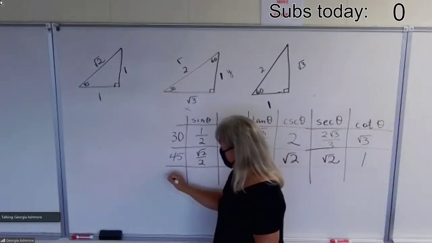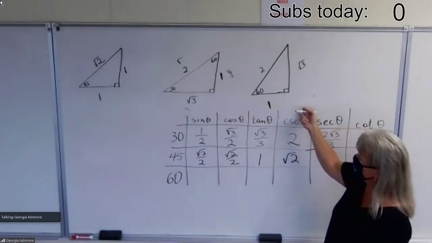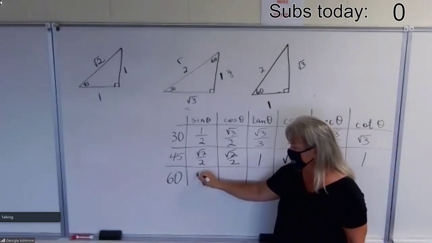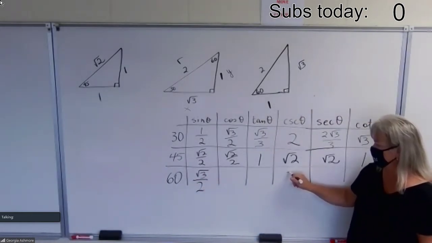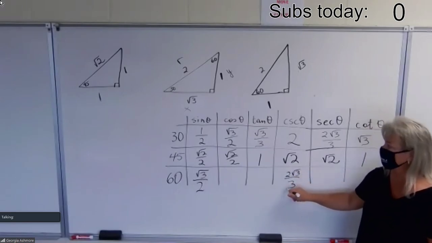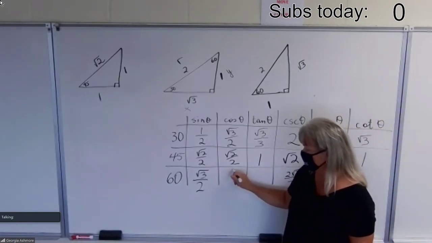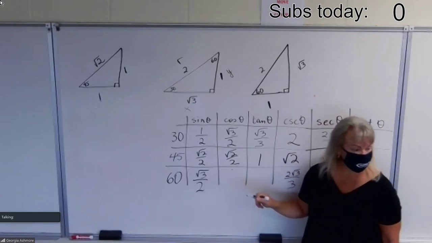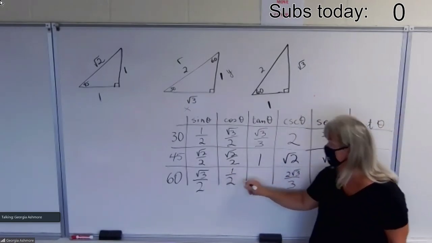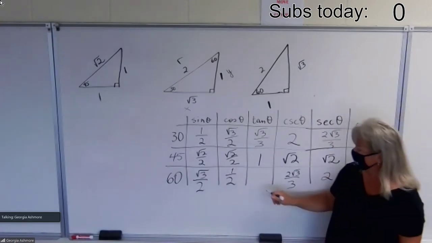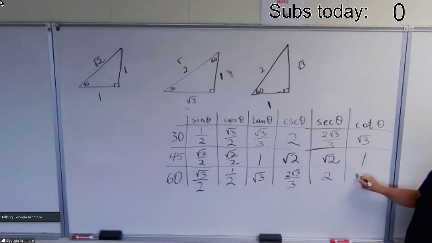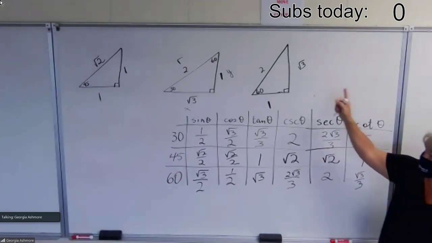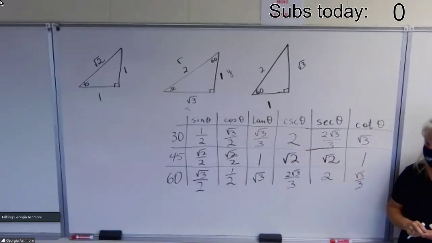Last but not least, 60 degrees. You're using the last triangle now. What's the sine? Good. And the cosecant? Cosine? One half. Secant. Tan. And cotan. So you got to know these. It would be easier for me to learn those three triangles and then get all of these based off of it. So that's how I would do it.